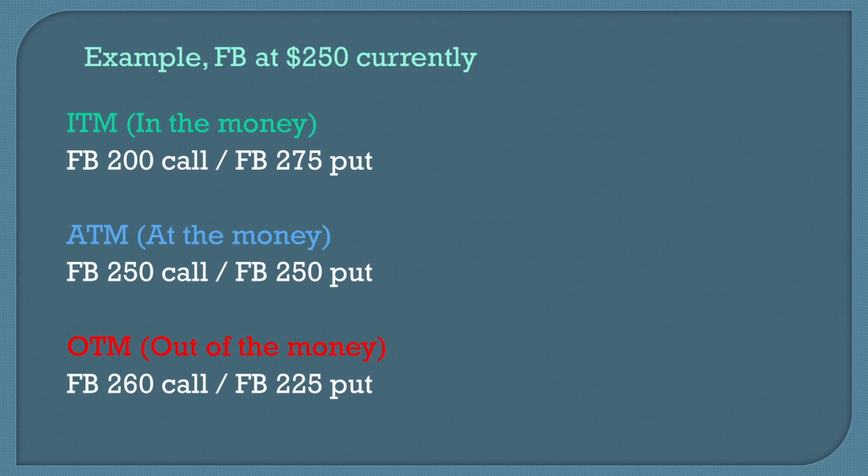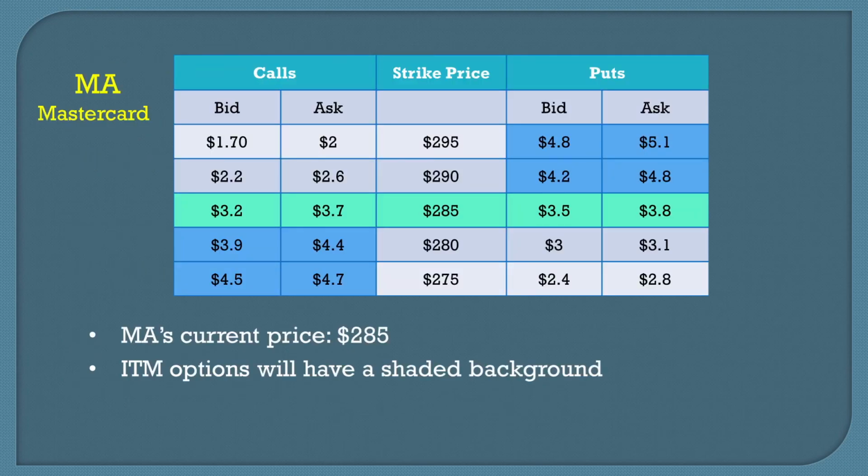Now you may hear people saying that, oh, my option is currently out of the money, or my option just moved in the money. These terms are commonly used by option traders. And for in the money options, they are normally shown with a different background on the option chain. In the money options will be shaded.